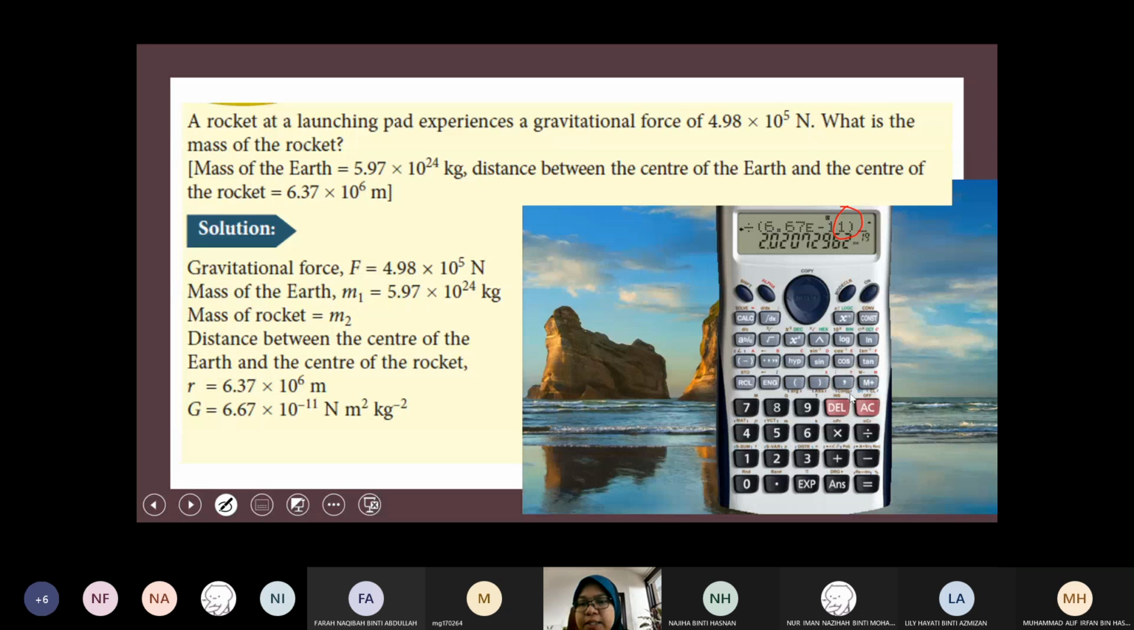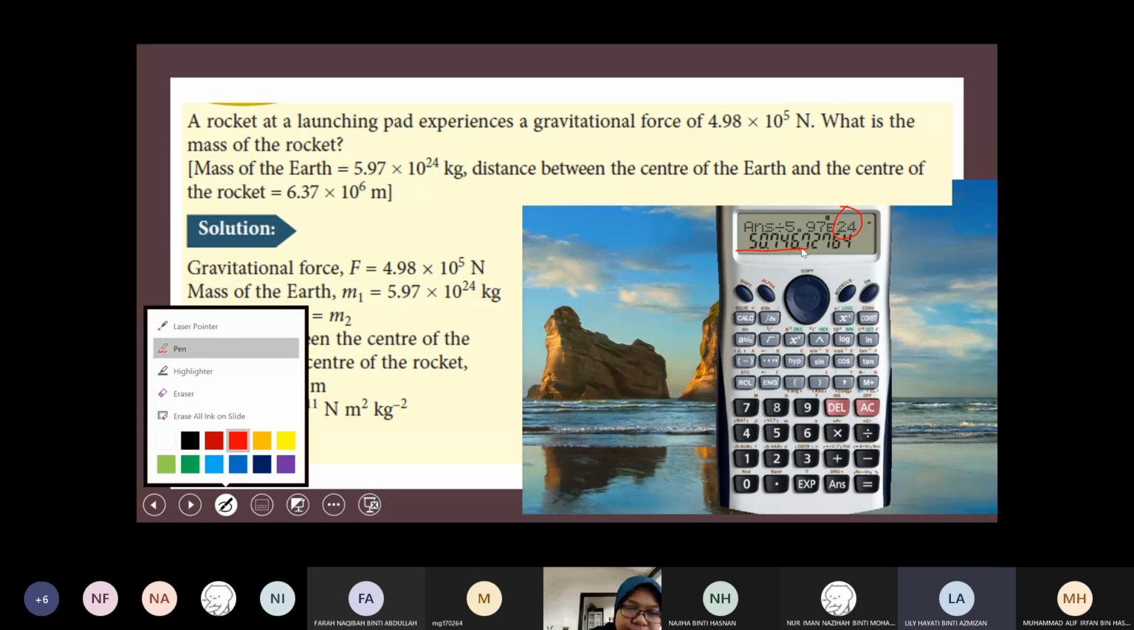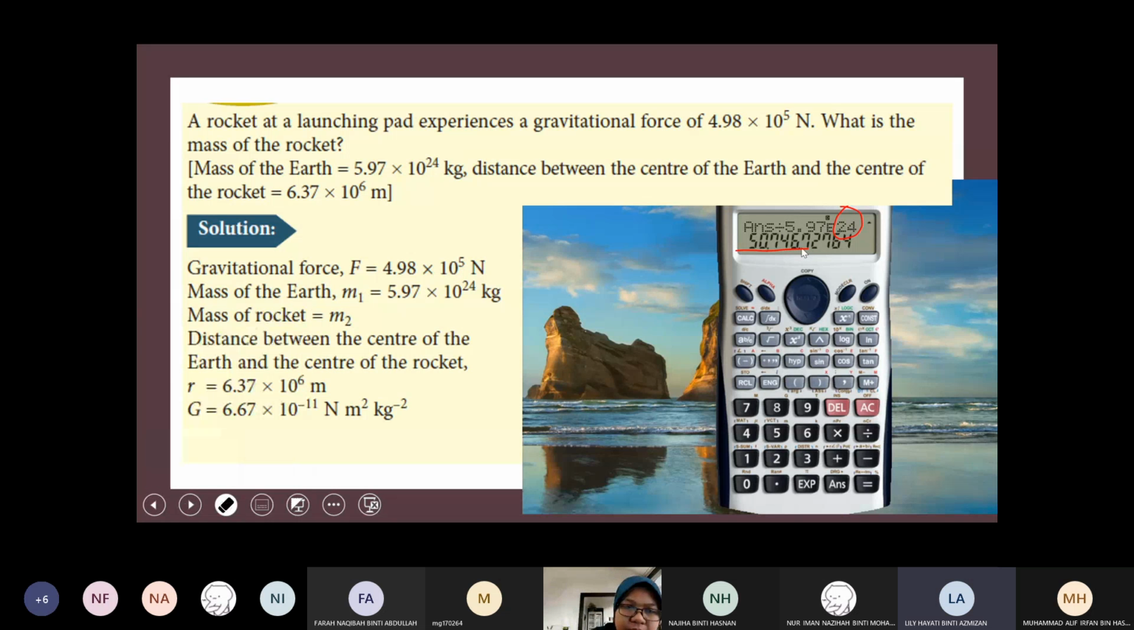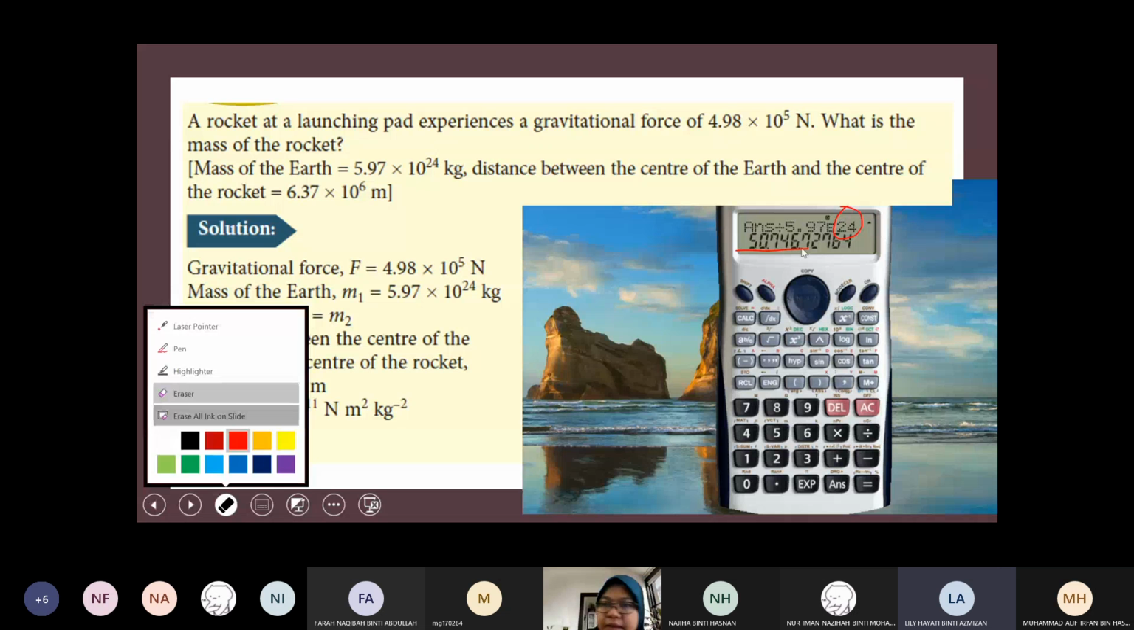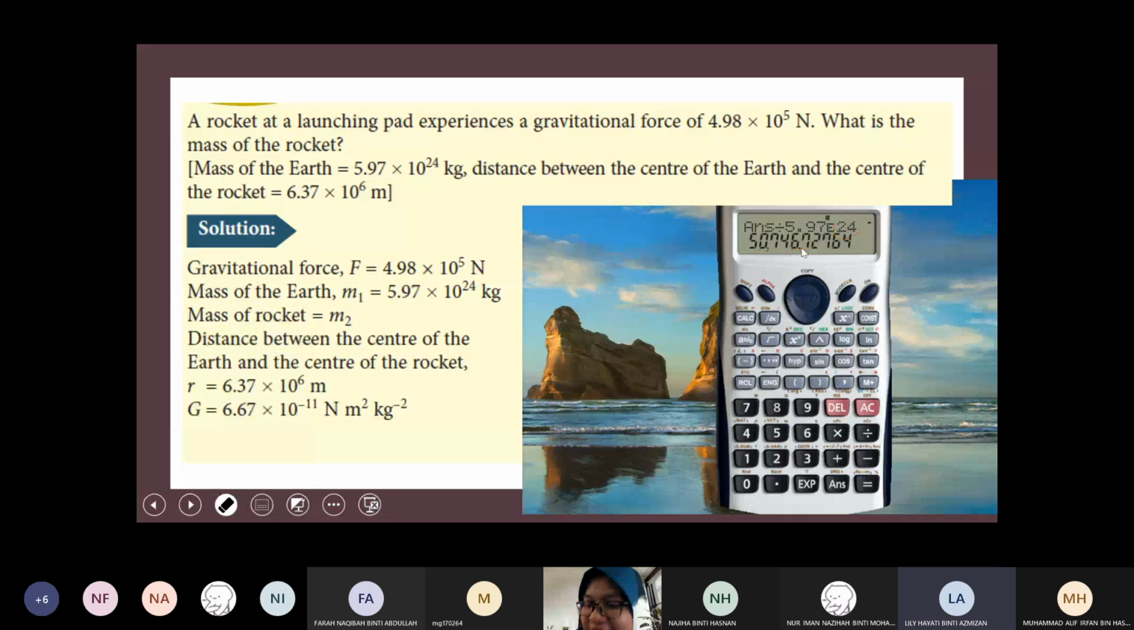Okay. So hopefully everyone knows how to press the calculator. Just be more careful. Okay, so this is the answer. How much is it? 5.0. Who can answer that? Can you read it? What is the answer? 5.0746727764.